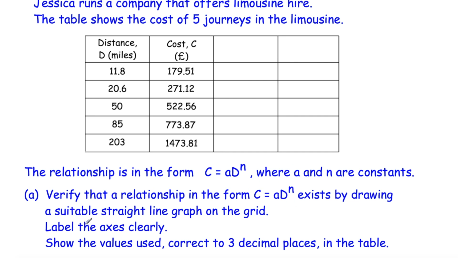And then the question asks us to label the axes clearly, which we will do. And we're also asked to show the values used, correct to 3 decimal places, in the table. So quite often whenever you're answering these questions, perhaps on the GCSE Further Maths, there's 2 extra columns there for you. So I've set that out here in my question where there's these 2 extra columns, and we've got to fill in and show the values in this table.